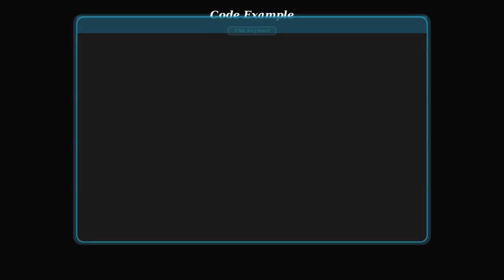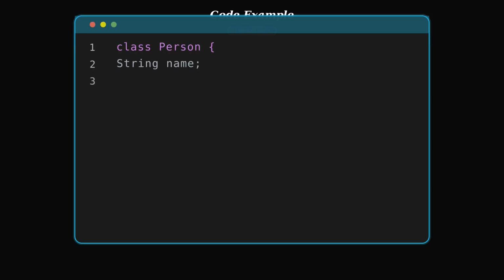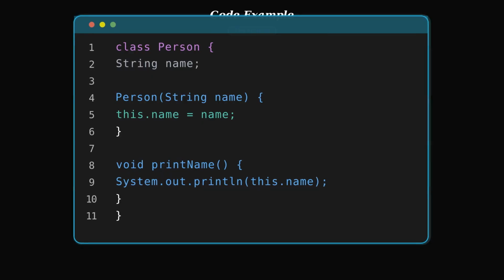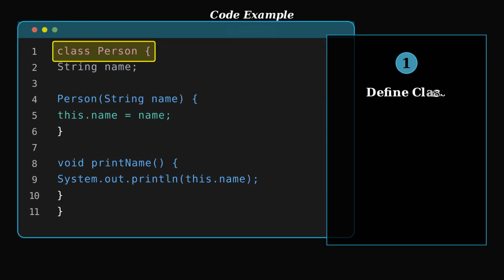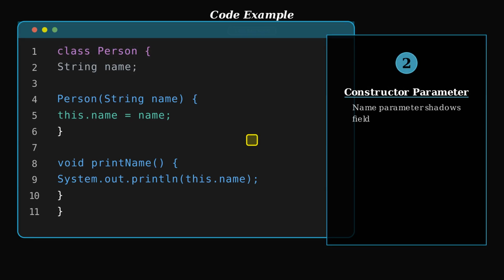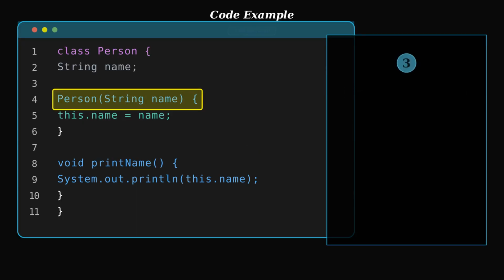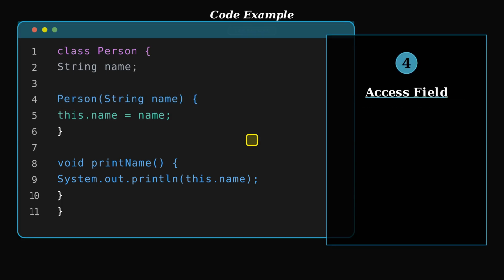Let's see how to implement this keyword in code. Here is the implementation. Define class. Create person class. Constructor parameter. Name parameter shadows field. Resolve ambiguity. This refers to instance field, access field. This references object's name. Now let's see the output of this code.